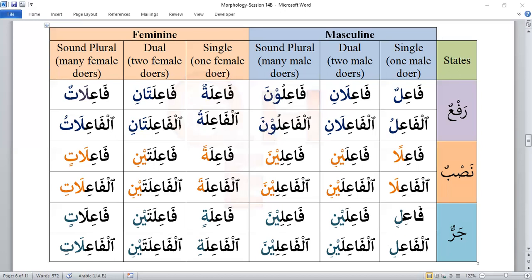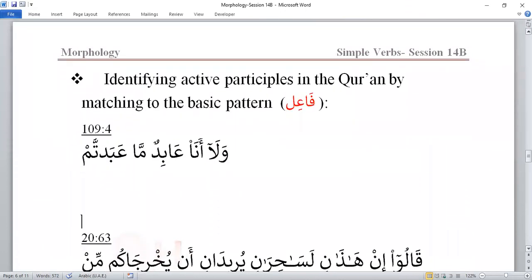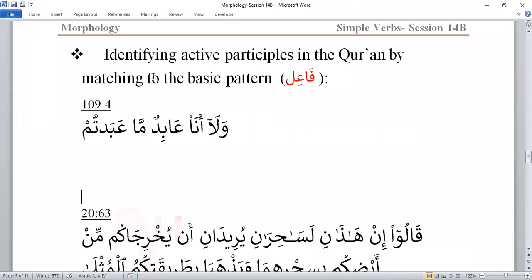Now let's look into some examples in the Quran. As usual, inshallah, we will browse over the verse and try to look for the basic pattern at the beginning of any word. If I browse over here, it's very obvious that Arabid matches with fa'il, right? So I'm going to pick this one.